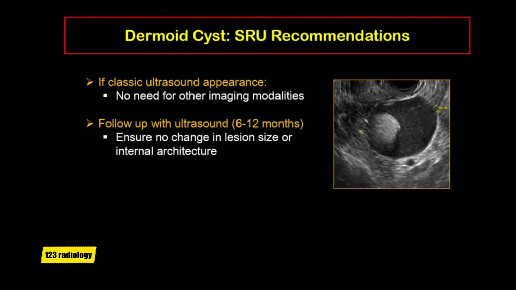Masses with features classic for a dermoid usually do not need other imaging modalities to establish the diagnosis, but should be followed with ultrasound at initial interval between 6 to 12 months, regardless of age, if they are not removed. The purpose of follow-up is to ensure that the lesion is not changing in size or internal architecture.